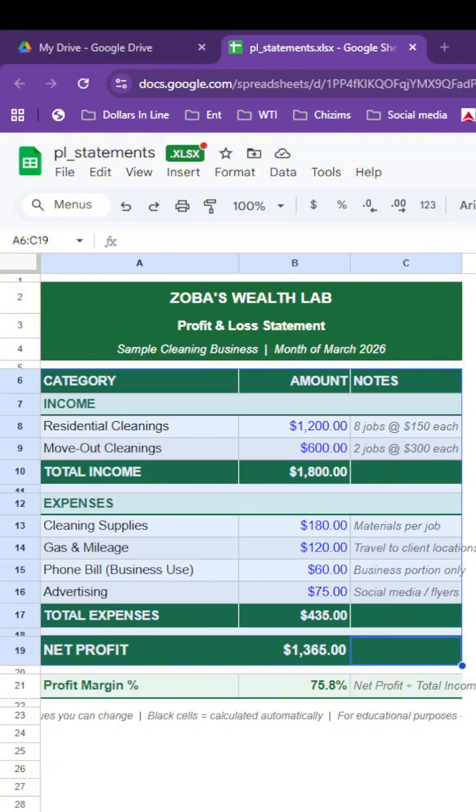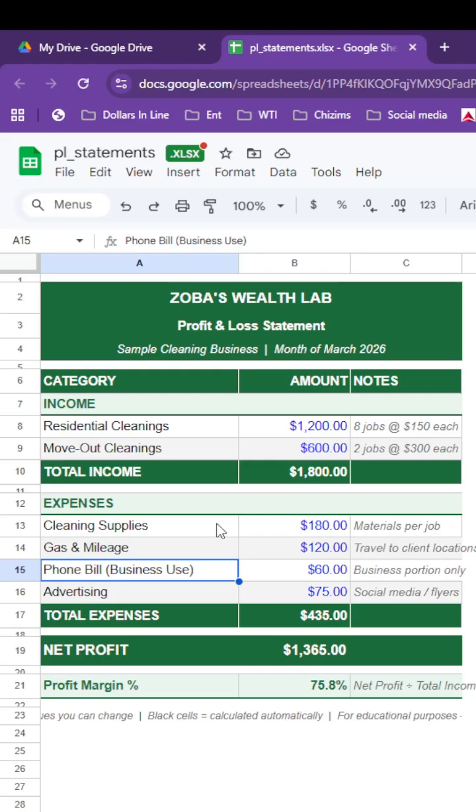Now, this is something else you can do with your P&L. You could decide you want to break this out by income types. So, for example, cleaning supplies for residential cleanings, cleaning supplies for mobile cleanings. If there are different things you want to buy, you can break down this expense section with that level of detail so that you are able to see even more of which of these are making money the most, which of these are not.